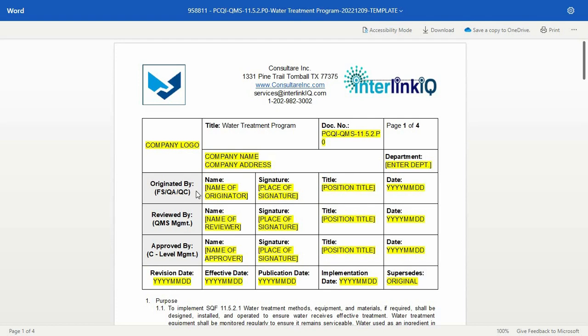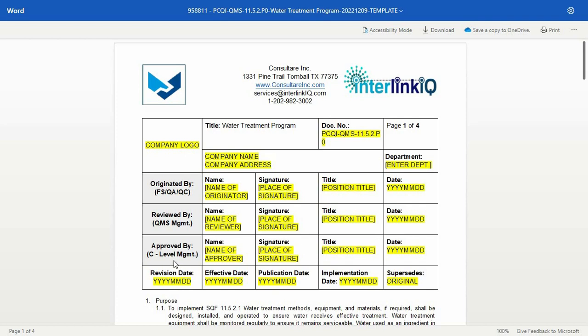For the originated by section, it can be the food safety, quality assurance, or the quality control personnel of the company. The originator ensures the implementation of the quality management and document control system. Enter the name of the originator, affix the signature, input the position title, and the date originated. For the reviewed by section, it can be the personnel assigned in the Quality Management Department who reviews the drafted document or its revision for accuracy and implementation. Enter the name of the reviewer, affix the signature, input the position title, and the date reviewed.